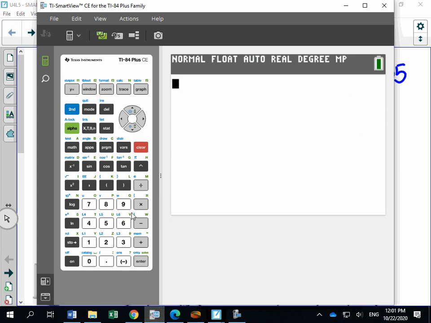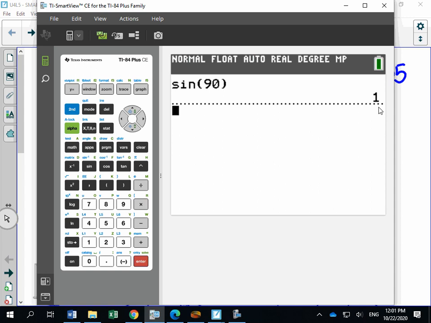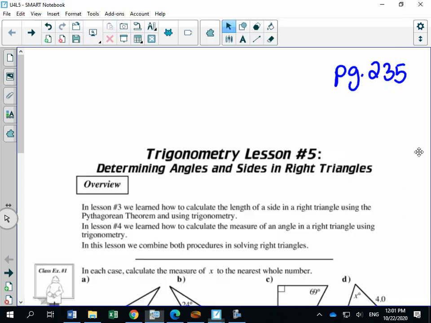So do your check on your calculator, and your check is the sine of 90. What answer should I get? 1. Oh, look at that. The Math 30s were in degree mode. So we're good to go.